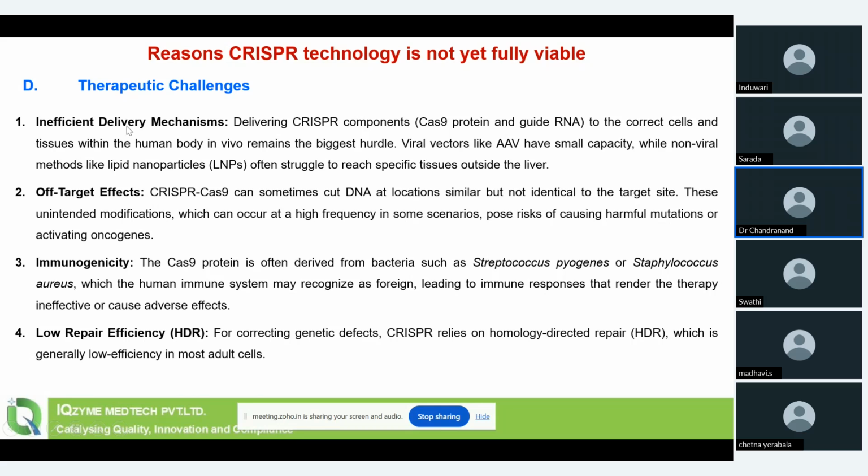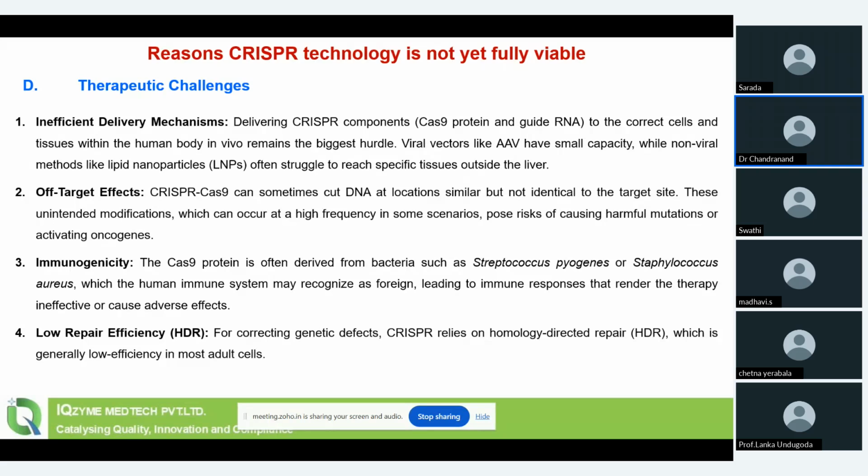Then therapeutic challenges, insufficient delivery mechanisms. So you have a CRISPR-Cas9 protein and guide RNA to correct the cells and tissues within the human body, where delivery remains the biggest hurdle. Vectors like adeno-associated viruses have small capacity, while non-viral methods like lipid nanoparticles struggle to reach specific tissues outside the liver.